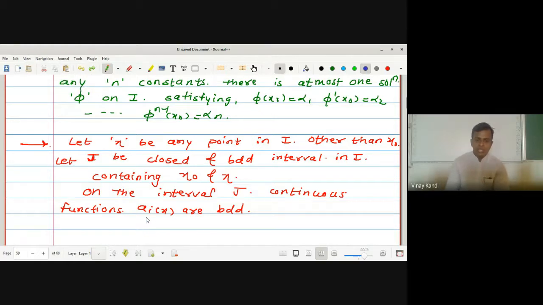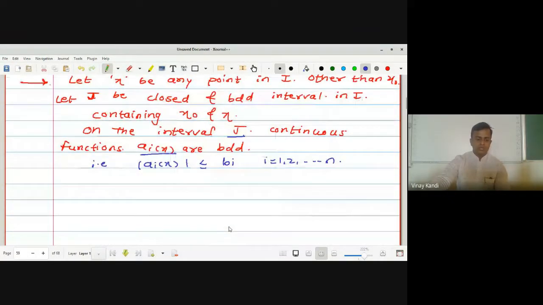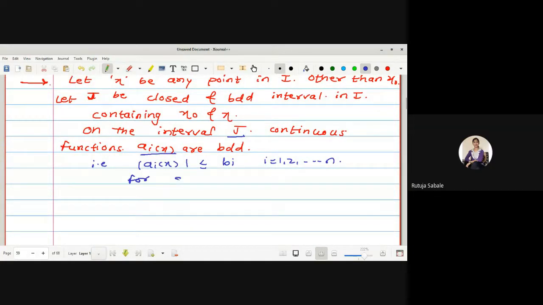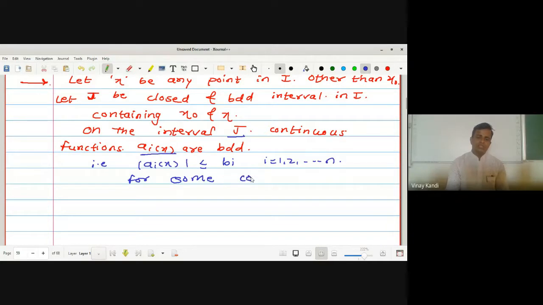So here ai of x are continuous functions, hence the continuous functions on the closed and bounded interval J are always bounded. That is, by the definition of boundedness, mod of ai of x is less than or equal to bi, where i runs from 1 to n, where bi is a non-negative constant, for some constants bi. Any doubt up to here? No, sir.